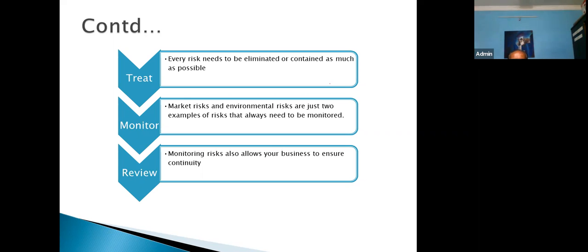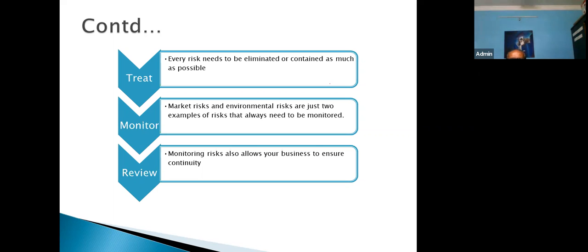After treatment, then monitor. Market risk and environmental risk are just 2 examples of risks that always need to be monitored. As a manager, you have to monitor the market risk. Now in market, who are the competitors for your product, and what is the strategy of your competitors? Always you have to keep an eye on your competitors so that you will be cautious about your company. Then environmental risk. Environmental risk, though it is from nature, you still have to monitor it. For example, flood or cyclone. These are some examples of environmental risk.